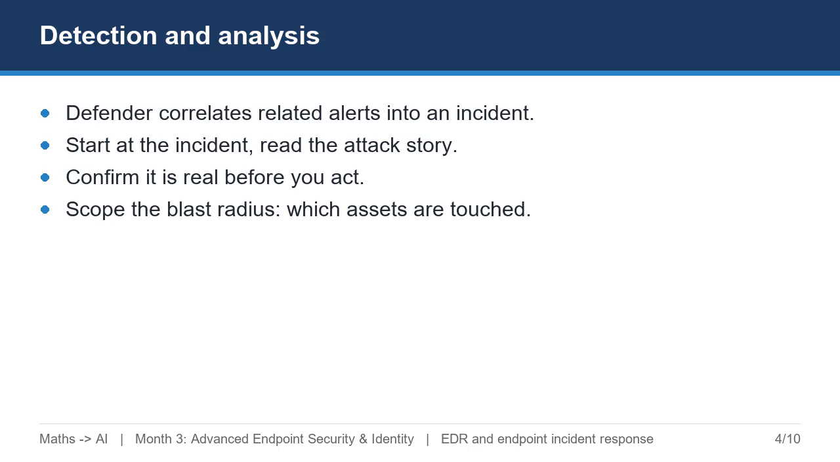The detection and analysis phase is where you separate noise from a real incident. In Defender for Endpoint, related alerts are correlated automatically into a single incident with an attack story. Start there, not at individual alerts. Read the story, confirm the activity is genuinely malicious rather than a false positive, and scope the blast radius, which users, which devices, which data. You cannot contain what you haven't found, so scoping comes before action.